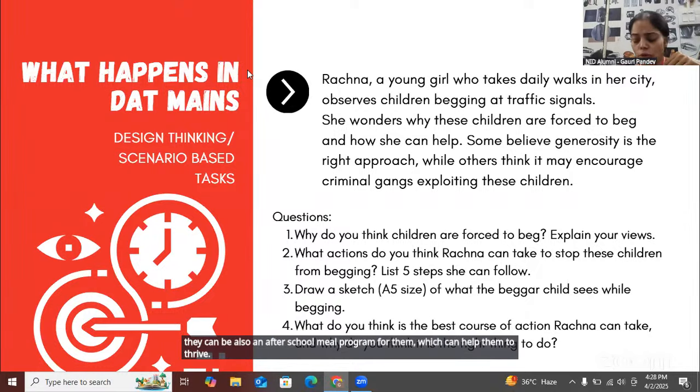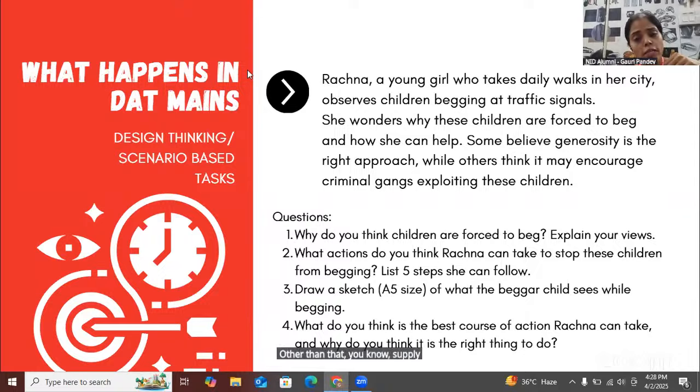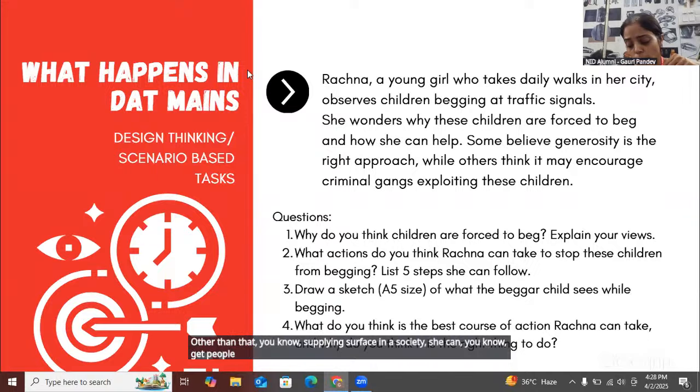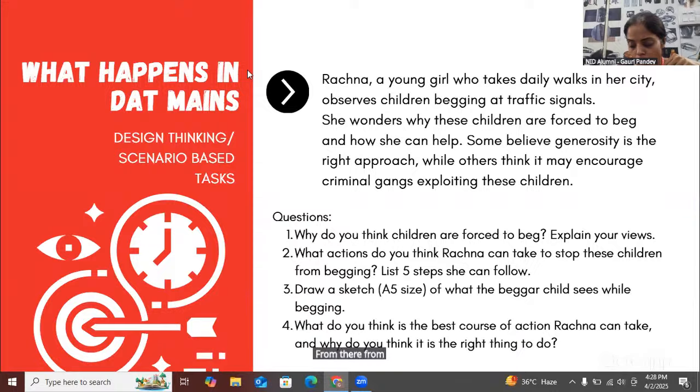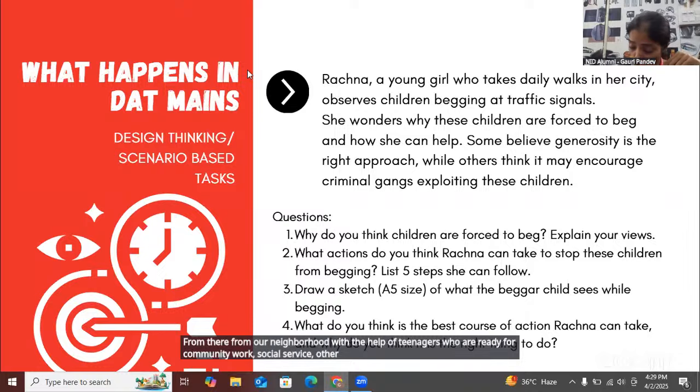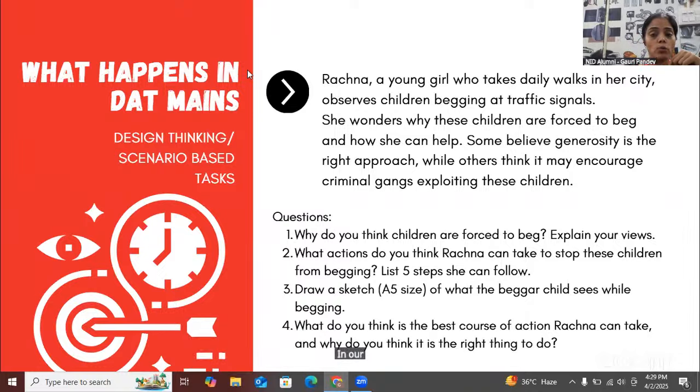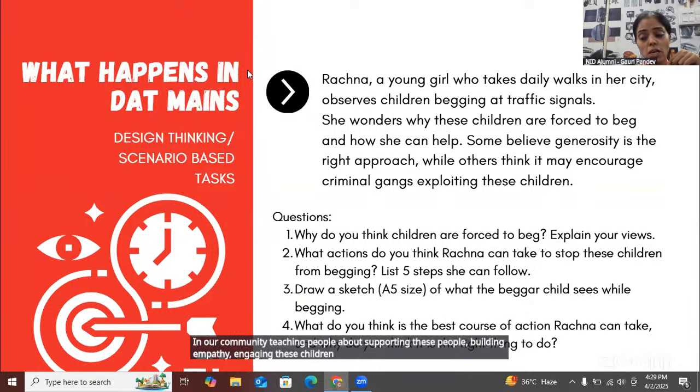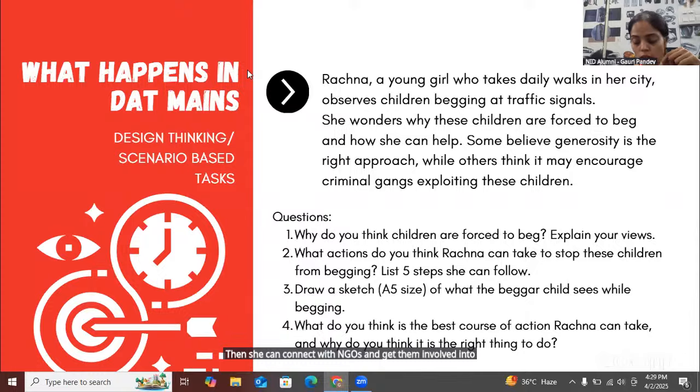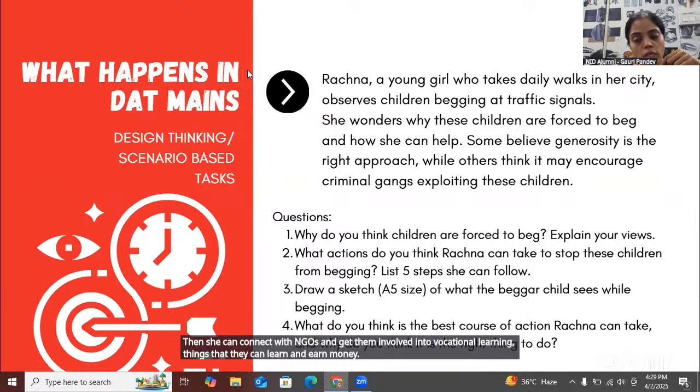Other than that, she can get people together and supply surplus clothes or food from her neighborhood, with the help of teenagers who are ready for community work, social service. She can run an awareness drive in her community, teaching people about supporting these people, building empathy, engaging these children in small chores like gardening or helping out now and then, so that they can not only earn money but earn some self respect. Then she can connect with NGOs and get them involved in vocational learning, things that they can learn and earn money, because the idea is earning money.